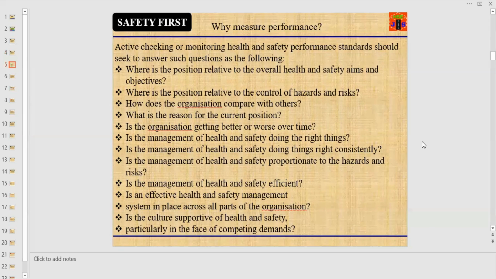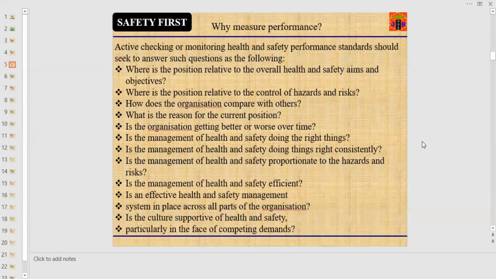Dear friends and fellows, while actively checking or monitoring health and safety performance, standards should seek to answer such questions as the following: Where is the position relative to the overall health and safety aims and objectives? Where is the position relative to the control of hazards and risks? How does the organization compare with others? What is the reason for the current position? Is the organization getting better or worse over time? Is the management of health and safety doing the right things?